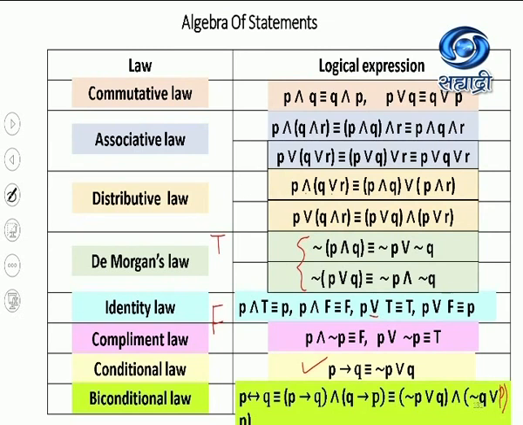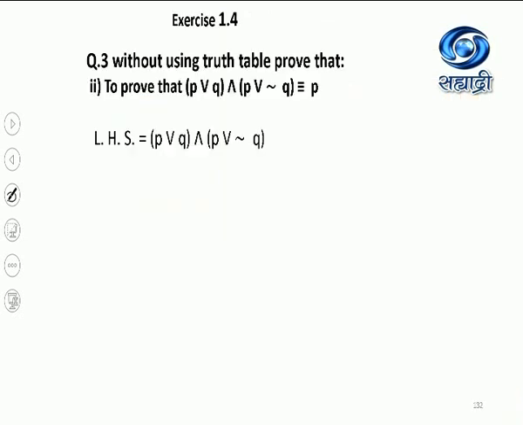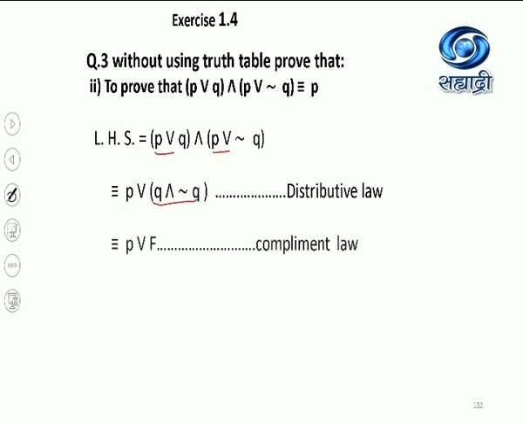So let's take a few of the examples based on these laws. Without using the truth table now, you have to prove the logical equivalence. In the earlier session, I told you that we have to prove the equivalence without using the truth table. How to do it? Let's see. I take the LHS statement. Now you can see, using the distributive law, P or is common. So I use the distributive law: P or Q and negation Q. Q and negation Q by the complement law is F, and P or F is P, identity law.